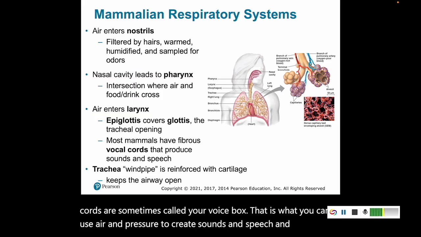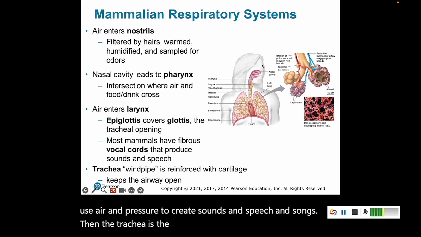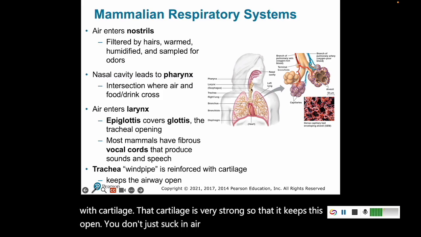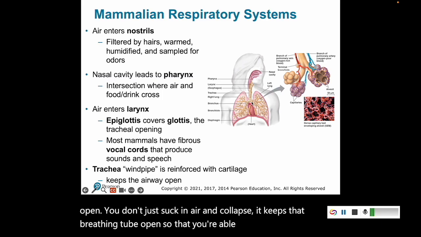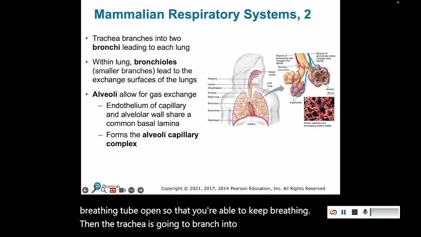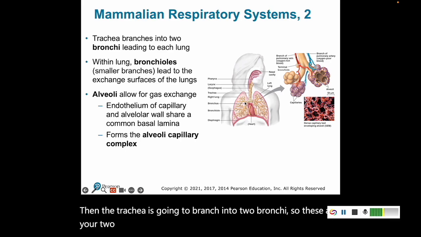Then the trachea is the windpipe, and your trachea is reinforced with cartilage. That cartilage is very strong so that it keeps this open. You don't just suck in air and collapse it. It keeps that breathing tube open so that you're able to keep breathing. Then the trachea is going to branch into two bronchi. So these are your two bronchi. One is going to go into each lung.